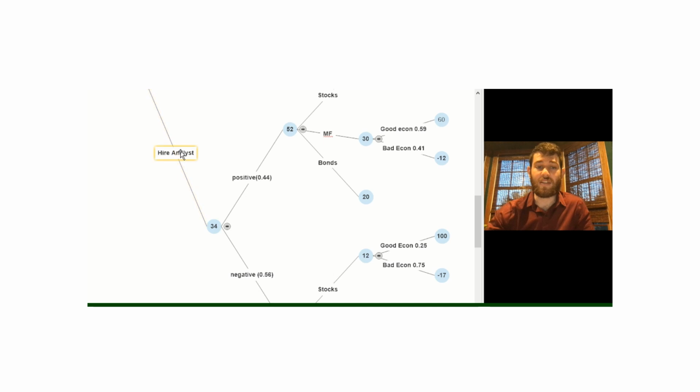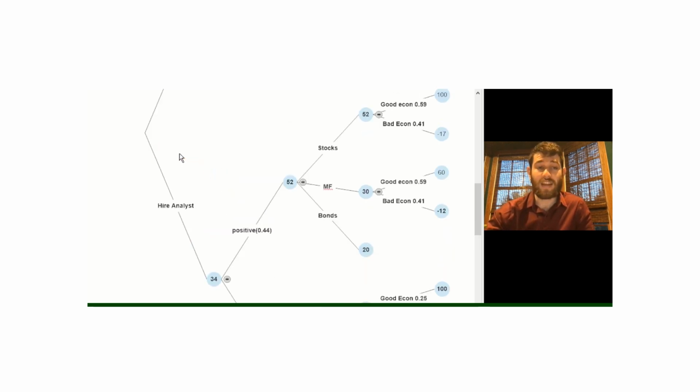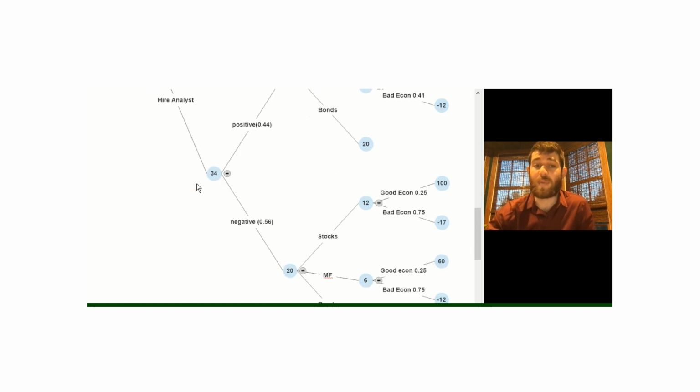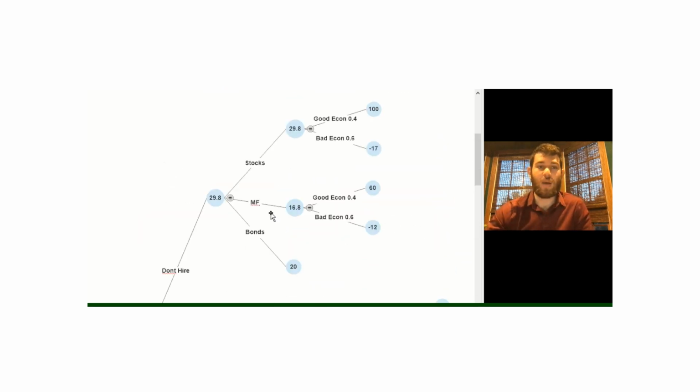So hiring the analyst, we received an expected value of 34. It was a decimal, but for all intents and purposes, I'm just using the number. $34 is what we would expect to get if we hire an analyst without taking out a cost because we didn't mention one. So assuming this test was free, our expected value is 34. Subtracted, an expected value without sample information. What are we supposed to get if we don't hire an analyst? What if we just invest? Up here, we have a 29.8 expected value.